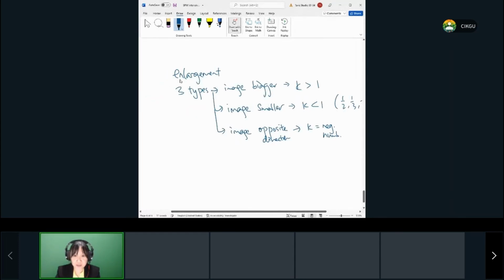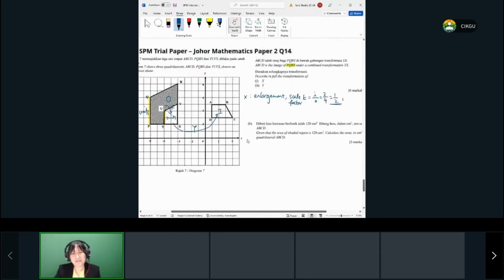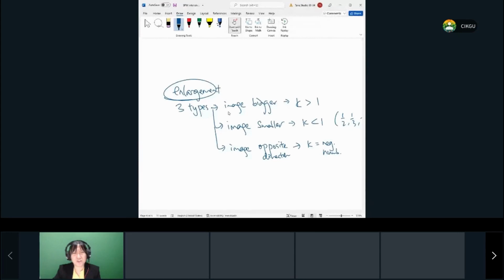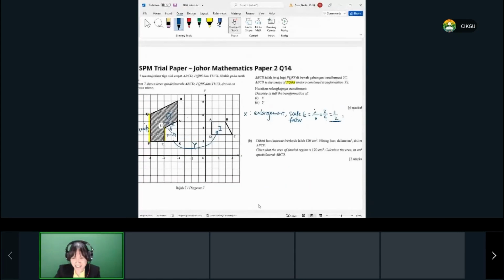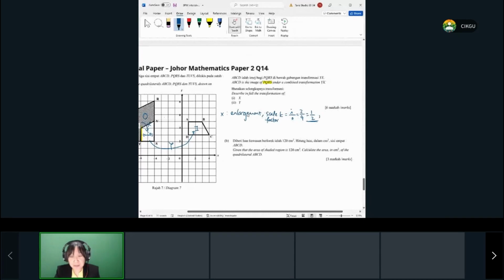for enlargement. This is probably the most confusing one for the entire chapter. Everything else is okay, honestly. Okay, coming back to this, not done yet.